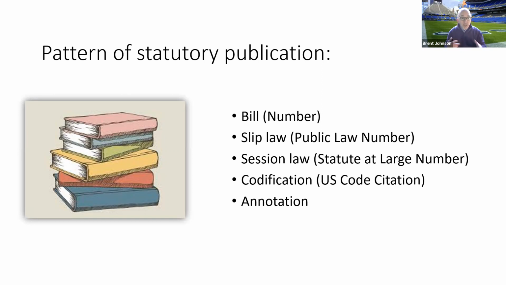Just so you're aware, pattern of statutory publications, so you know the different types of things you're looking at when you're doing research. Statutory publication usually follows at the federal level in this variety, as you see on the slide, and in the state, statutory publication will be roughly akin to this. It'll start as a bill. Once the bill is signed by the president, it becomes law. They'll publish it as a slip law and give it a public law number.